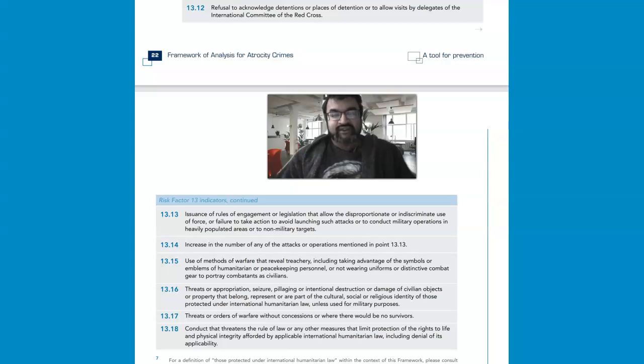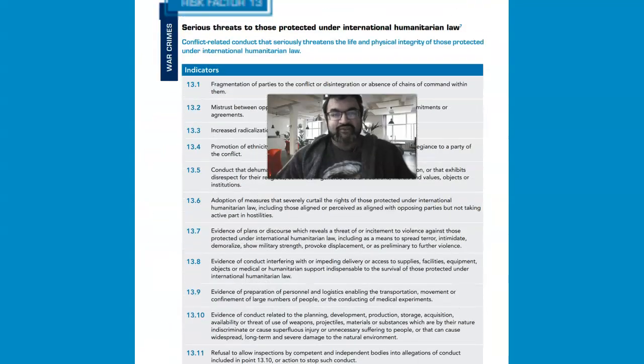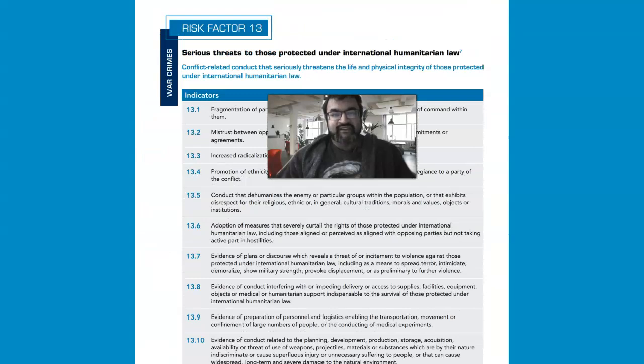So these are the 18 indicators which comprise the 13th risk factor, which is serious threats to those protected under international humanitarian law.